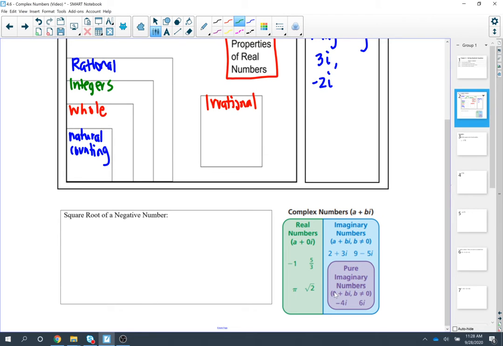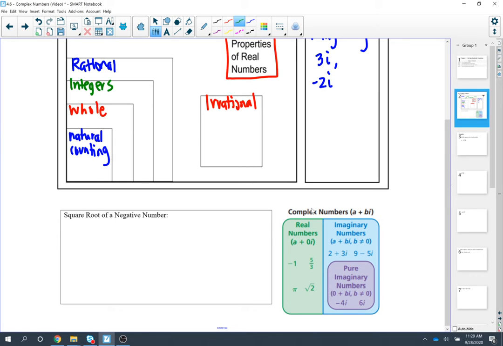And then purely imaginary numbers is when the a part is 0 and you just have the 4i, the 6i. So purely imaginary is just an i. Imaginary, which we build on our complex, is a real part with an imaginary part, and then we just have real numbers which don't have the imaginary part.